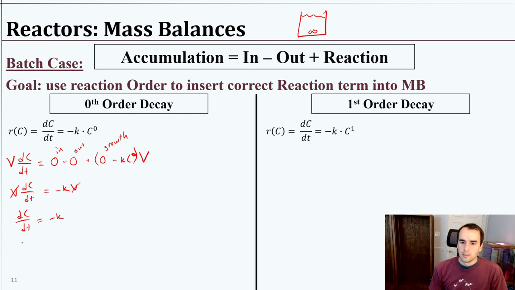So we can say dC equals negative K dt, and then we can take the integral of dC from C naught to C, and of dt from time zero to time t. Okay, so this is all stuff you've seen before, just putting it together here in a simple integration. So on the left, when we integrate, essentially 1 dC from C0 to C, this is going to give us C minus C0.